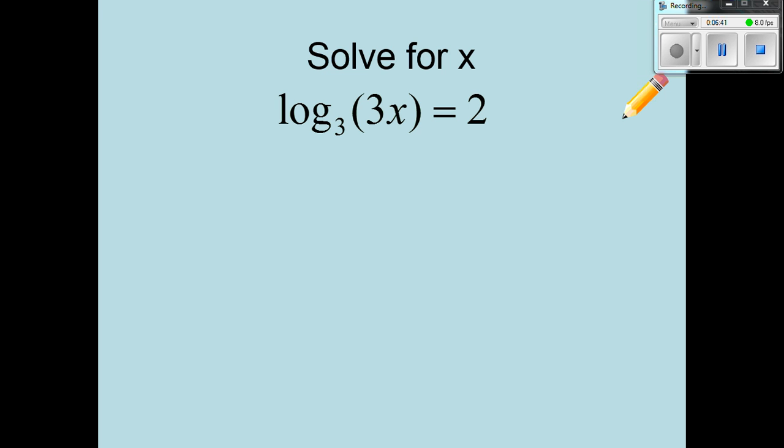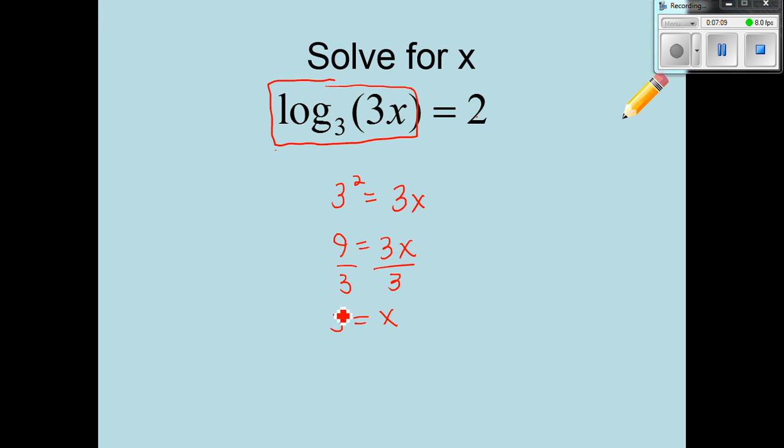This one says log base 3 of 3x, and this time the 3x is in parentheses here, so we've got to keep that as part of the log. That doesn't get separated until the very end. So I can go ahead and rewrite this in exponential form because I know the 2 is the exponent. So 3 squared equals 3x. 3 squared is 9 equals 3x. Divide by 3, and I get x equals 3. And 3 squared does equal 9, 3 times 3 is 9. So that does check out. X does equal 3.